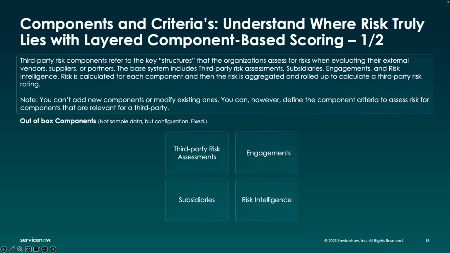A quick note: while these four components are fixed, you can't rename them or add new ones. You can tailor how each one is evaluated using a configuration called component criteria, which we'll explore on the next slide. So, to sum it up, components help answer the question, where is the risk coming from? And they offer the structural foundation for building a comprehensive, multi-dimensional risk rating for your third parties.